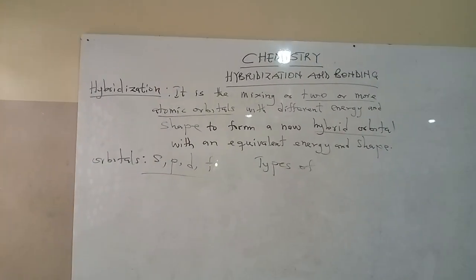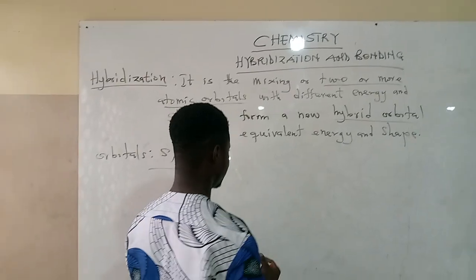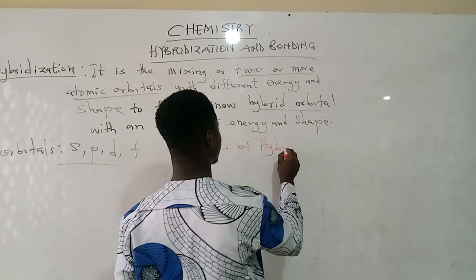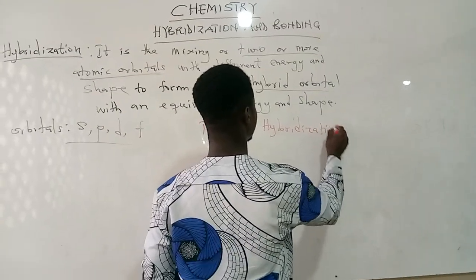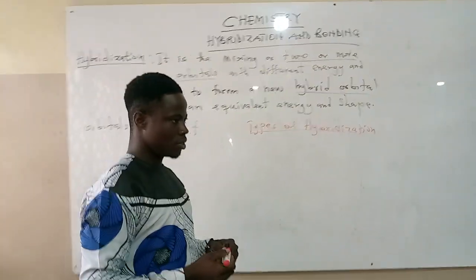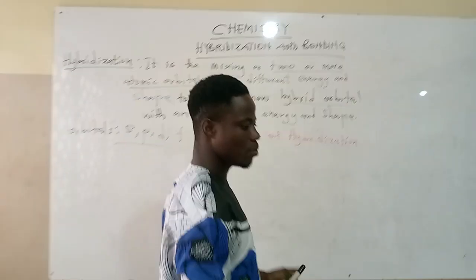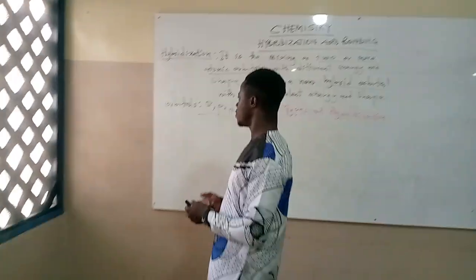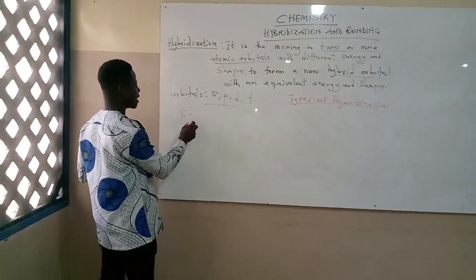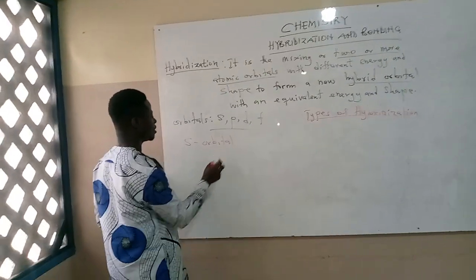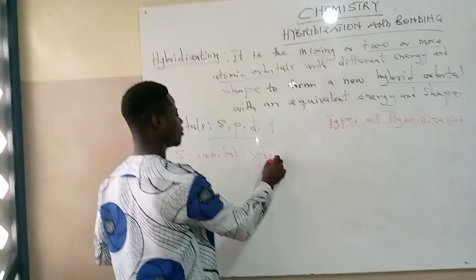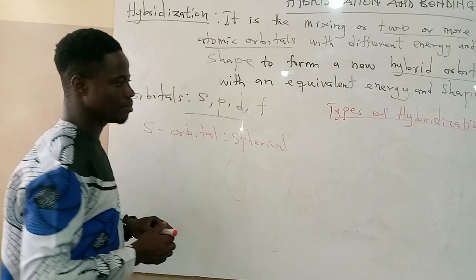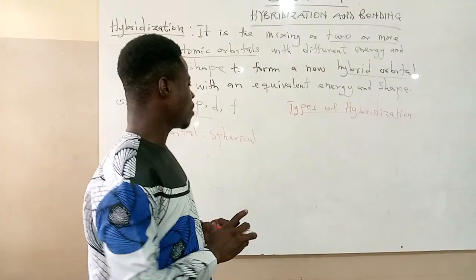My black marker is not helping, so I'll switch to red. Before we move on to the types of hybridization, we have to know a few things about these orbitals. For instance, the s orbital is spherical in shape. We need to have that concept, and we are going to build on it.